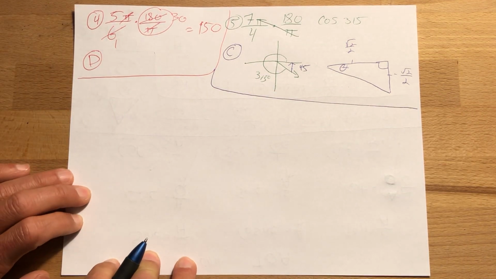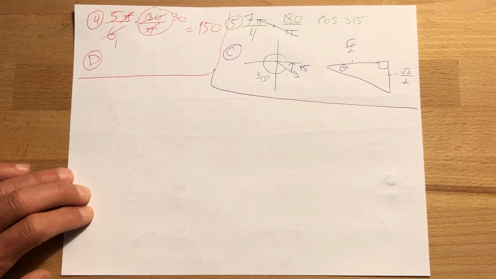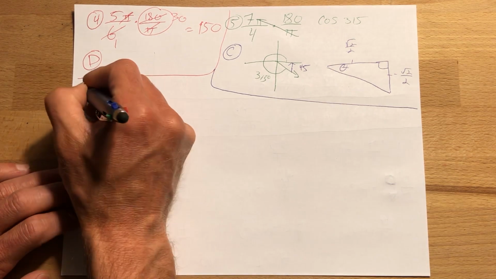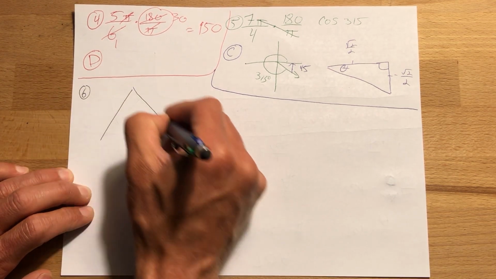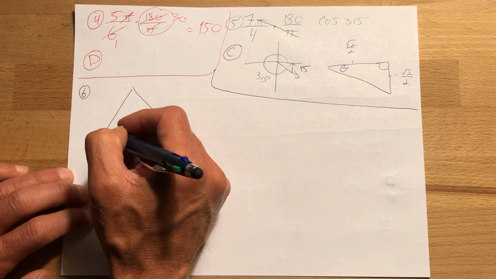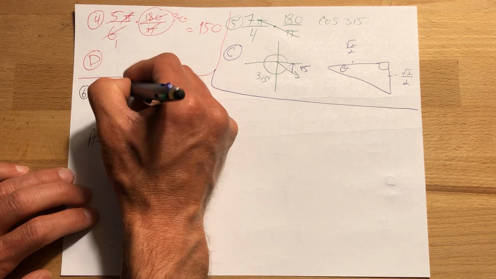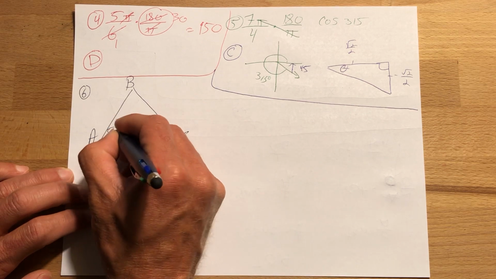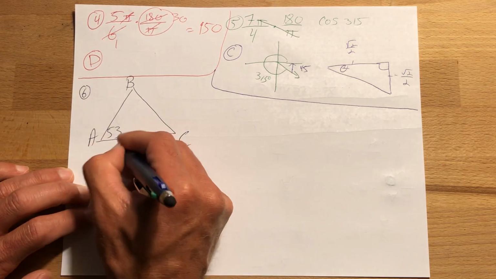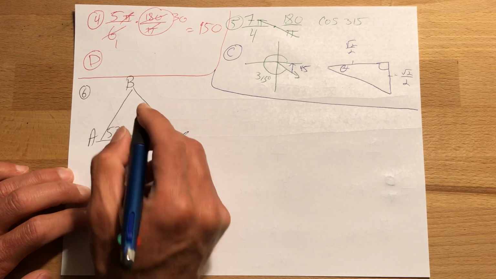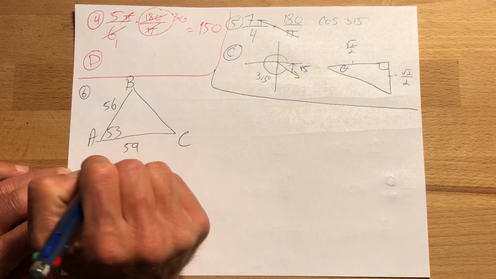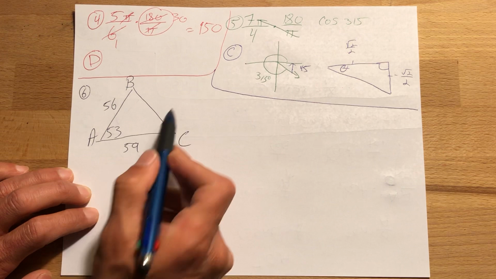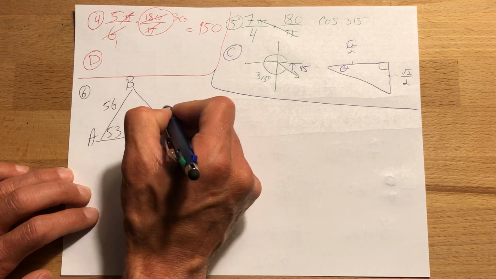All right, number 6 is the exact same thing as number 1, but it's done a little differently. So for number 6, I'm going to draw out A, B, C, and angle A is 53. Side B is 59, and side C is 56. I have to solve for this, so I'm going to find side A.